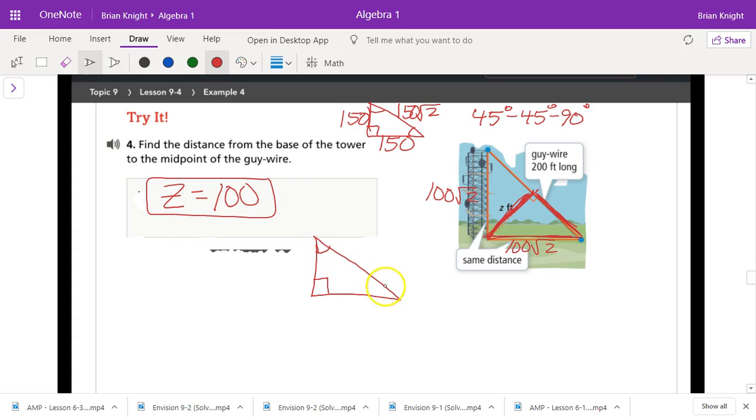I'll show you another one. Okay? 45, 45. So if this is, say, 9 square root of 2, and it has an x there, what's x got to be? 9. Okay? That's fun. I don't care who you are. All right.